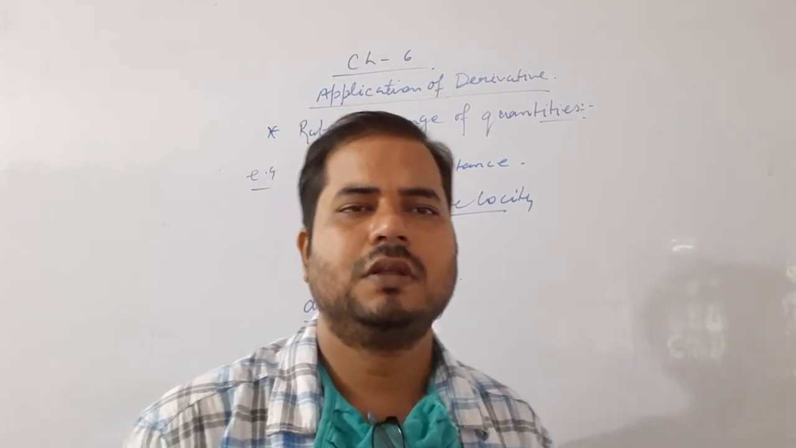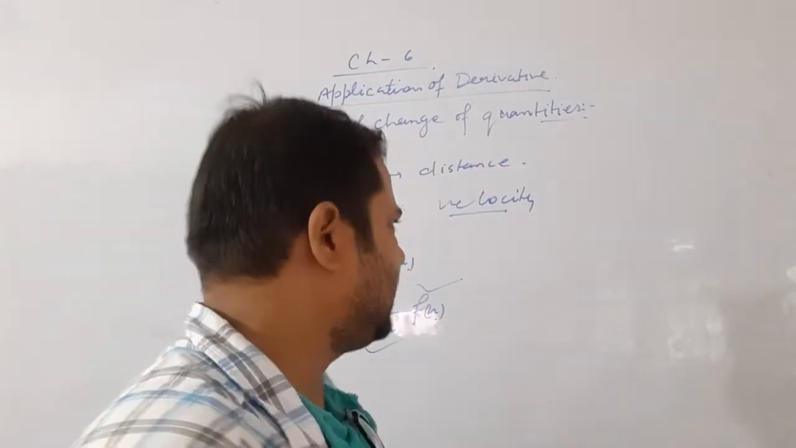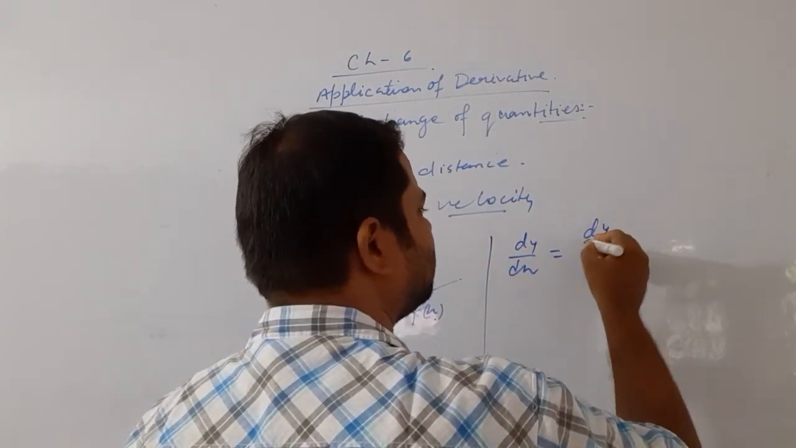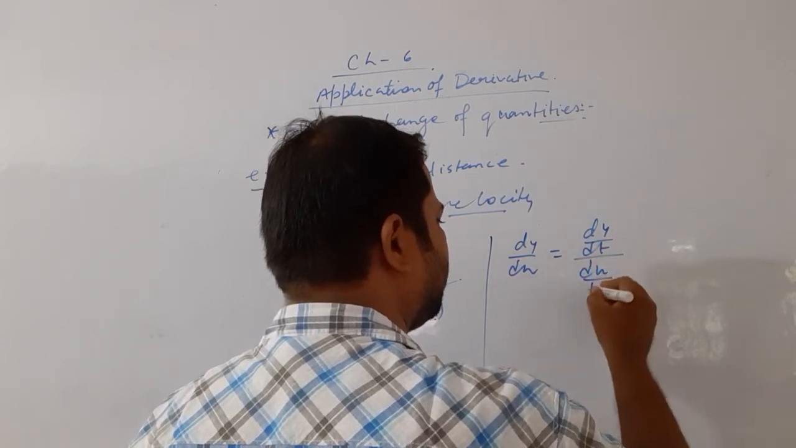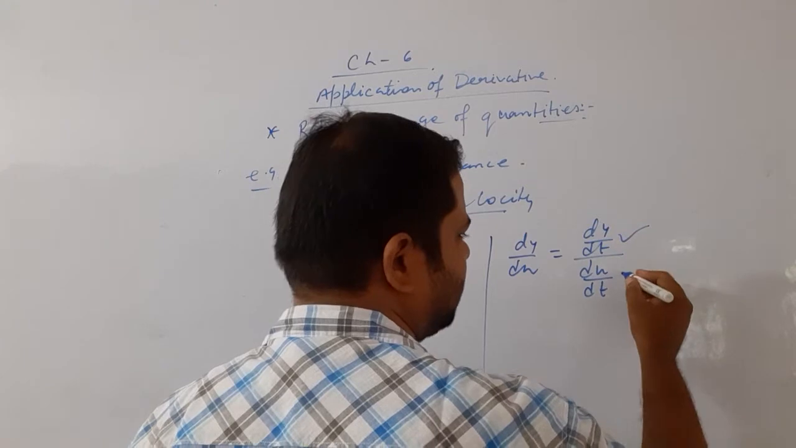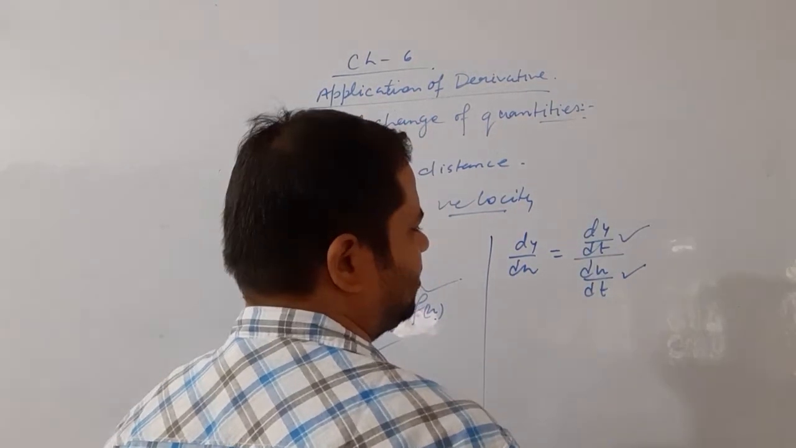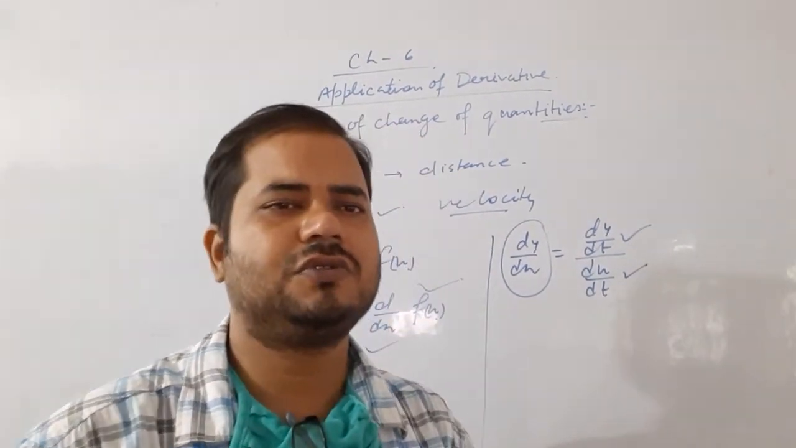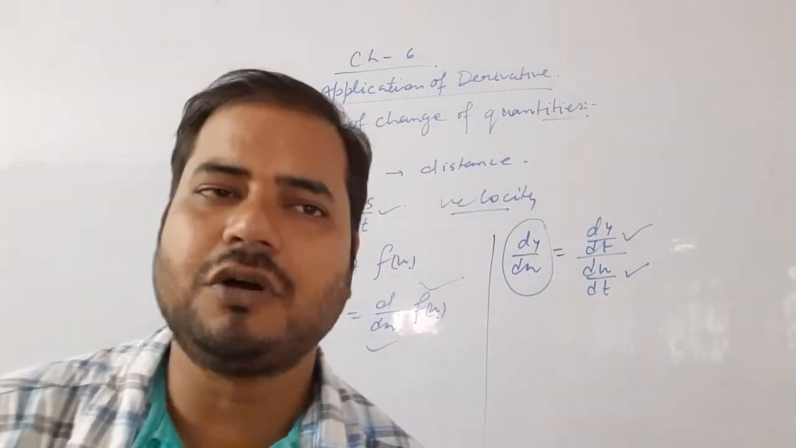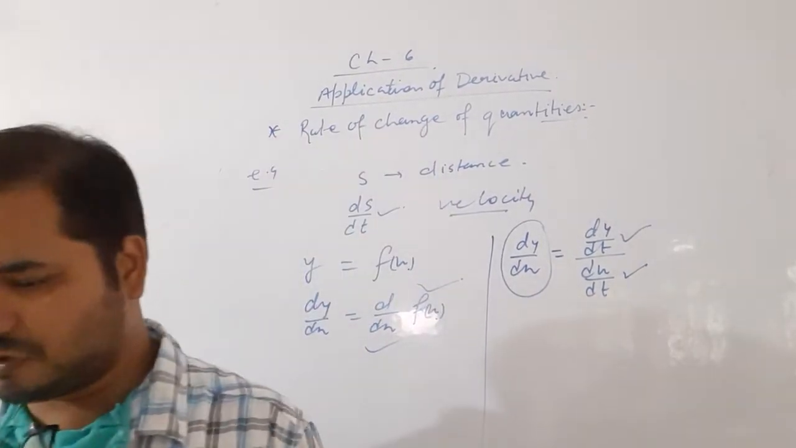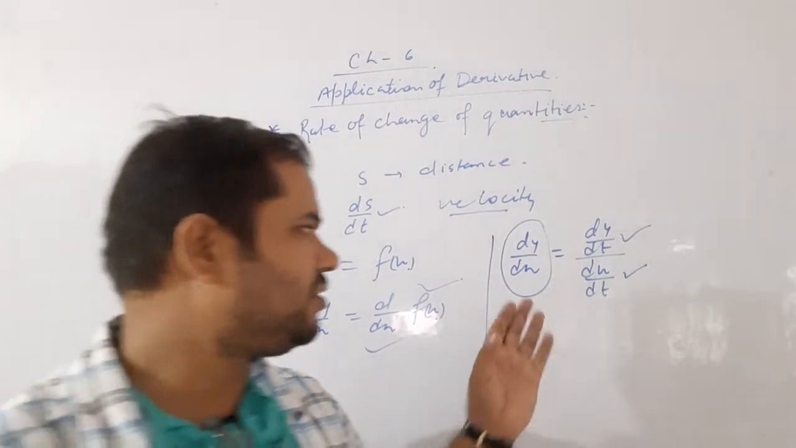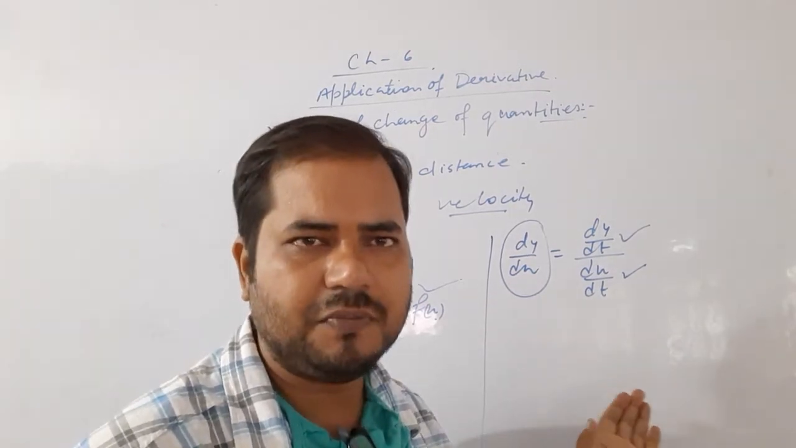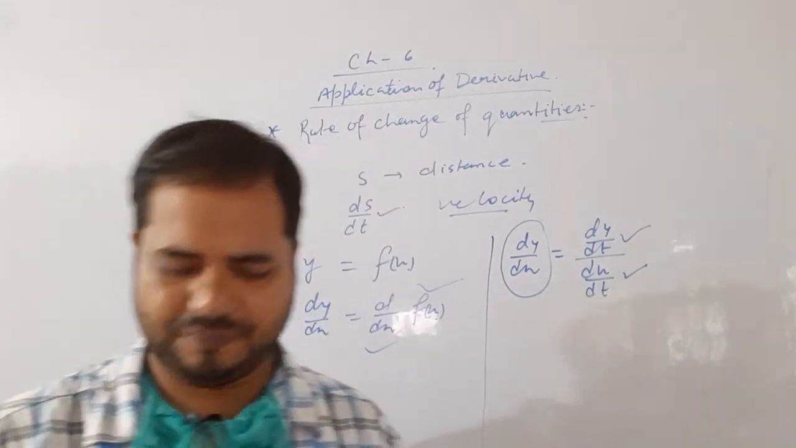So we shall discuss, as you know, dy by dx. If you want to find it, then this is nothing but dy by dt upon dx by dt. That is, this is the rate of change of y with respect to t, and the rate of change of x with respect to t, and this is the rate of change of y with respect to x. So this is the rate of change. Now some questions based on this. When the rate of change is positive, it means increasing, and if it is decreasing, then it is negative.